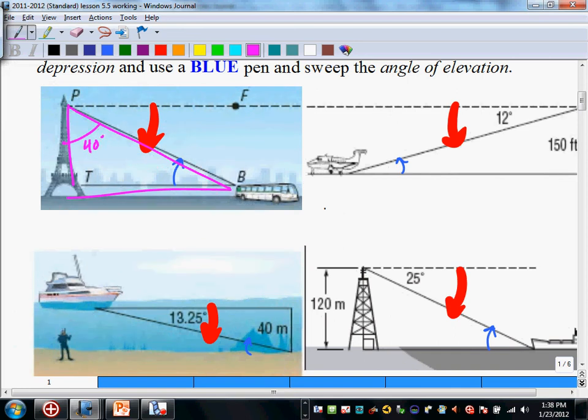That is not correct. Because it does not start at a horizontal and go down. It starts at a vertical and goes out. So that 40 would be in the wrong place. If I say depression, you have to draw a horizontal and sweep downward. So that's one of the main reasons why I emphasize horizontal, because that's a common mistake. That 40 is neither an elevation or depression. All right? We need this because in today's storylines, you're going to see the words angle of elevation and depression.